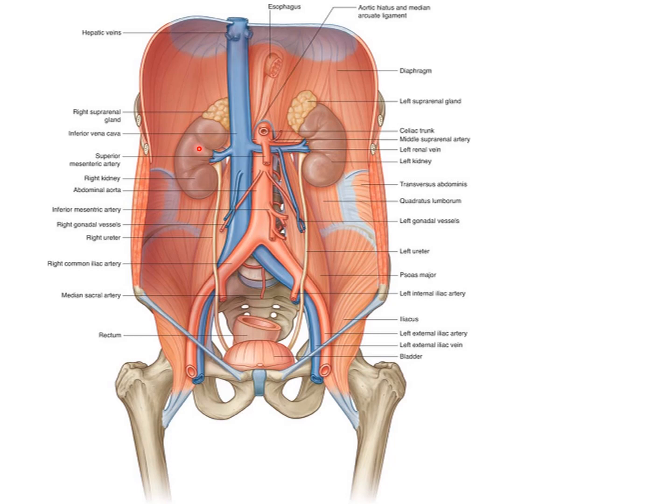This is the right kidney, a bit lower than the left kidney. This is the psoas major muscle, this is the quadratus lumborum muscle, and this is the transversus abdominis muscle, and this is the diaphragm. So posteriorly it is related to diaphragm, the psoas major muscle, the quadratus lumborum muscle, and the transversus abdominis muscle.